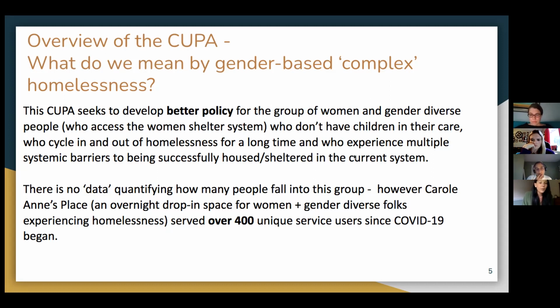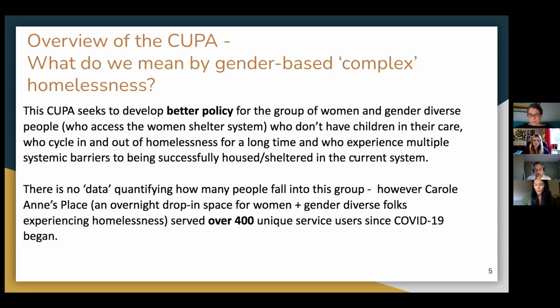And so the CUPA really seeks to develop better policies for this group of women and gender diverse people. And this population doesn't have children in their care. And this population really would be considered folks who would be chronically homeless or cycling in and out of homelessness for a long time, and who experience multiple systemic barriers to being successfully housed and sheltered in the current system.